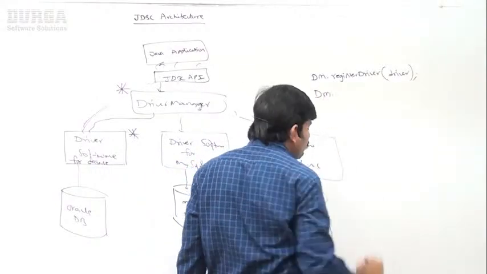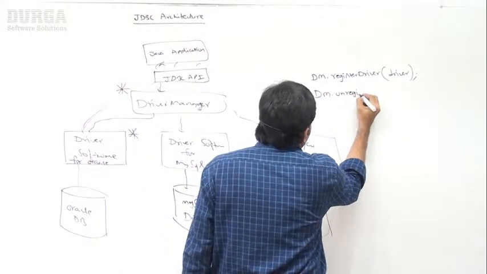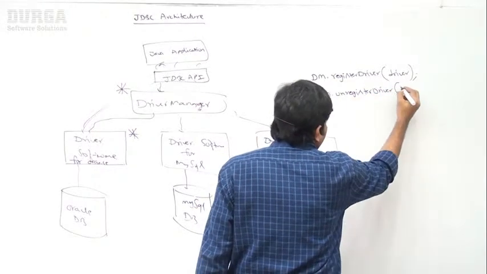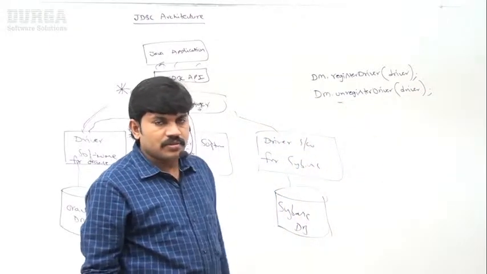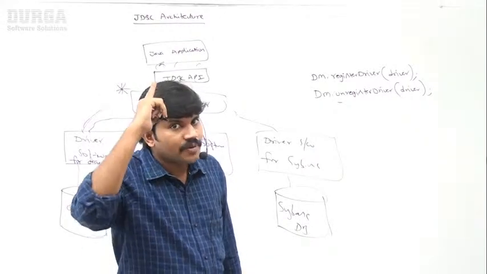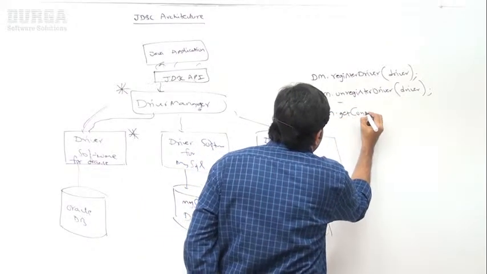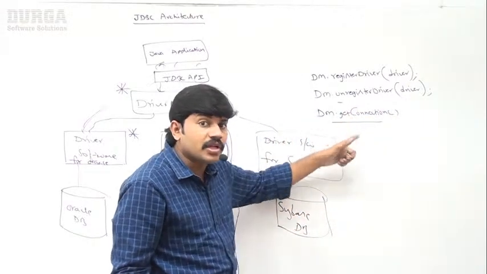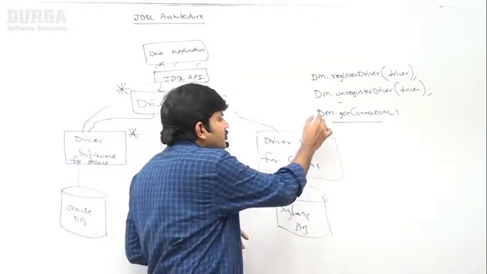Similarly, if you want to unregister a driver, you use DriverManager.unregisterDriver, providing the particular driver. Tomorrow, if I want you to provide a connection to the Oracle database, as I already covered in our first example, it is DriverManager.getConnection, which is going to provide the connection to the database, right? Is it clear?